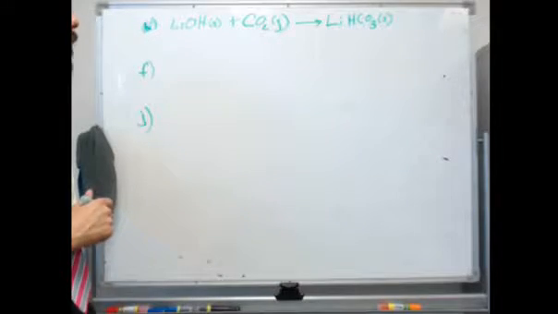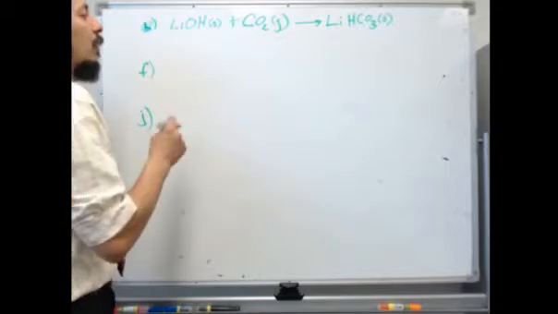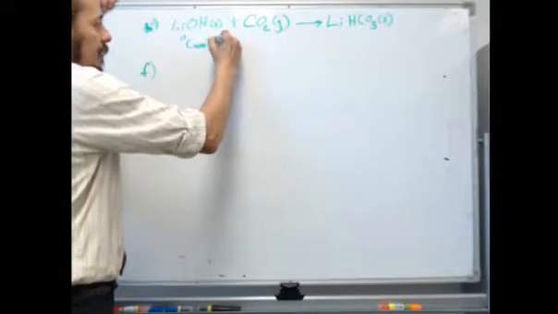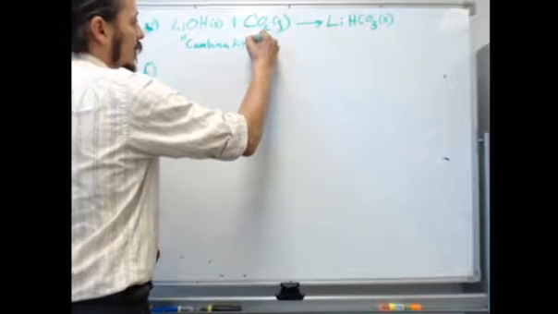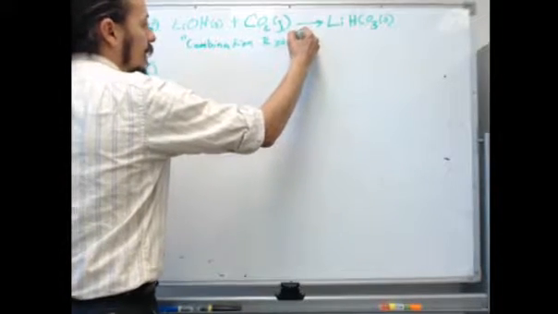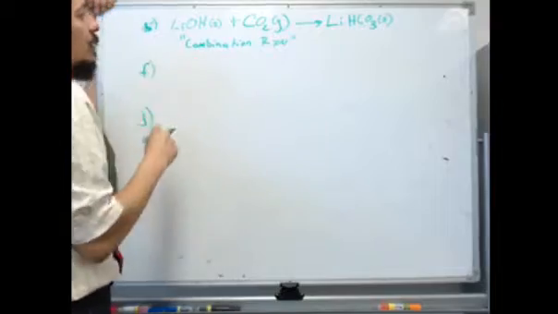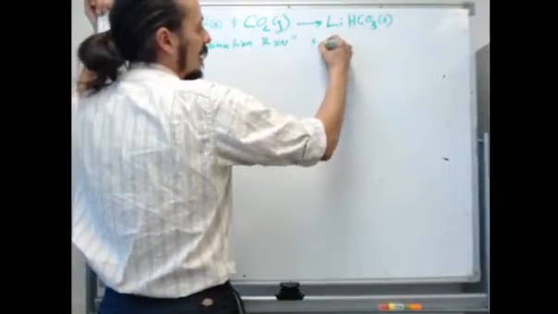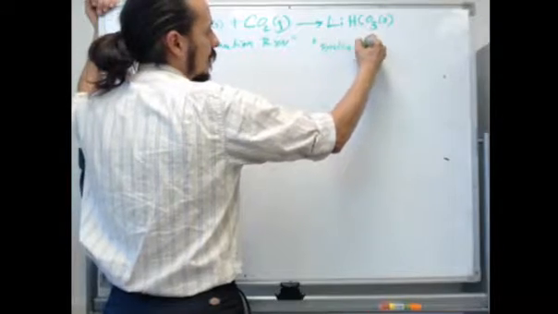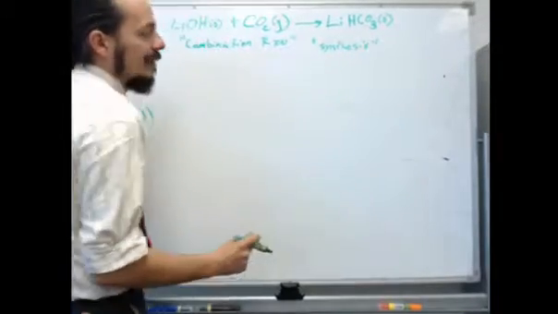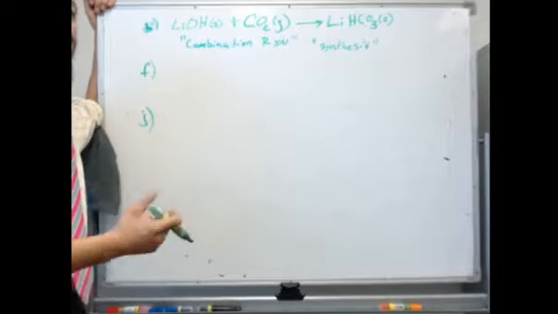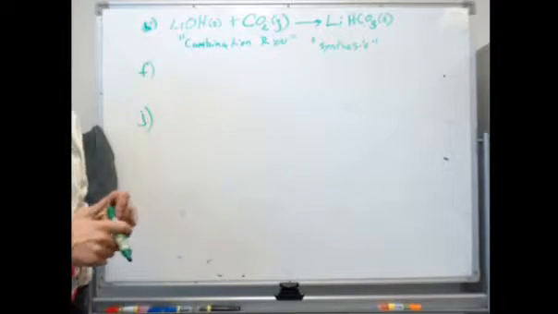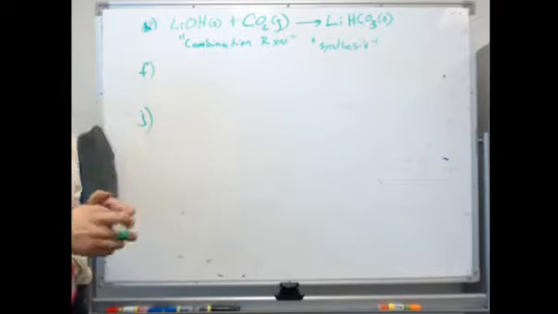Then we can also talk about what kind of reaction this is. In terms of putting things together, we would call this a combination reaction, because I'm taking two things and combining them into one thing. You might also call it a synthesis, because you're taking two things and making one thing. Synthesis is usually a little bit more broad than that. Those are just talking about how the rearrangement is occurring.